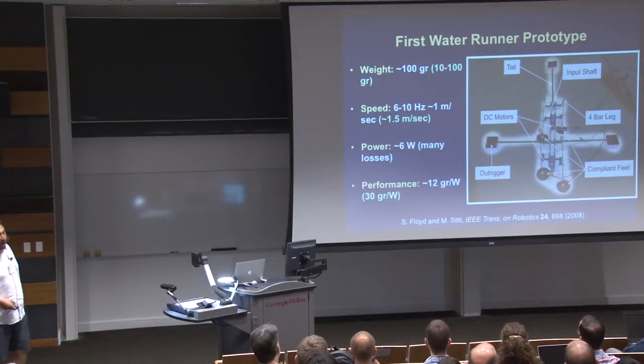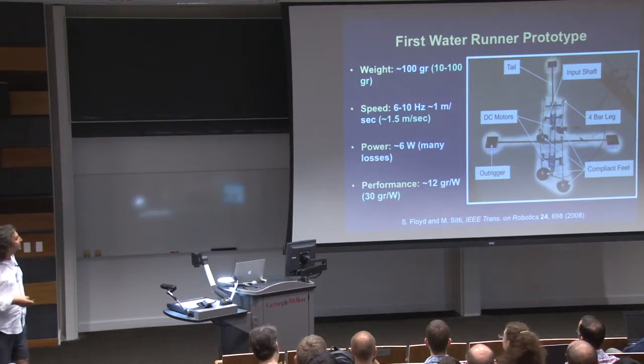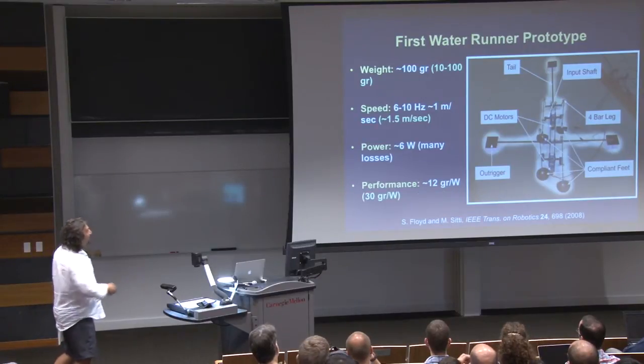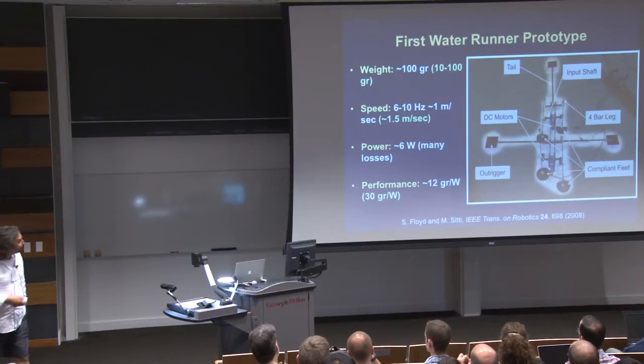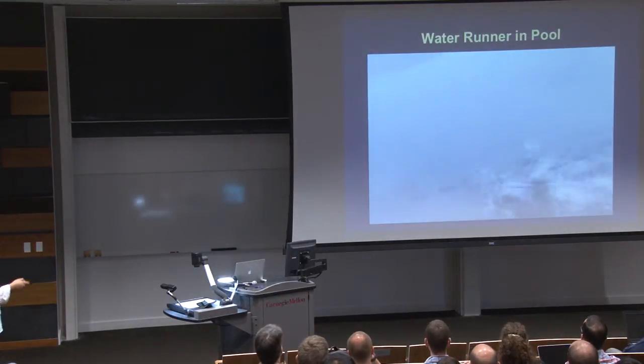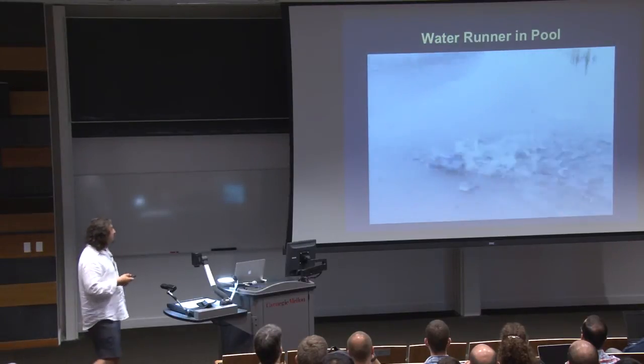And we consumed a lot of power, 6 watts, because of many losses. Ideally, we were supposed to spend only 1 watt. And the performance of the robot, in terms of lift per input power, is 3 times lower than the animal. So this is how it operates on the pool surface. The tether is just for safety. Everything is on board in this prototype, with the battery and everything else.